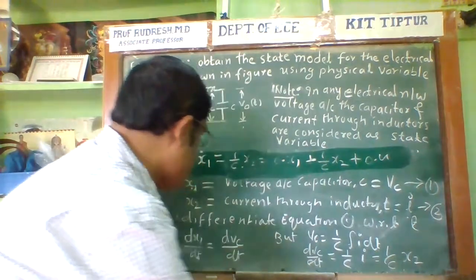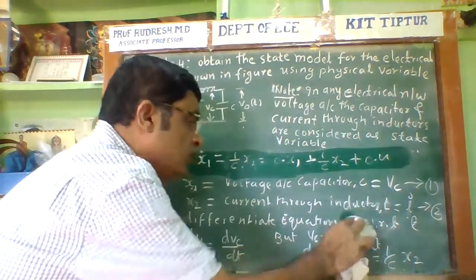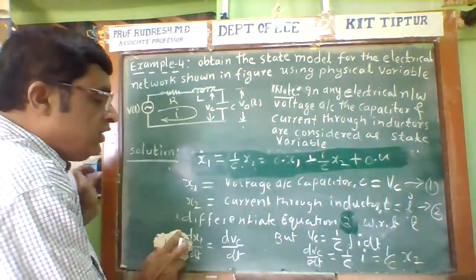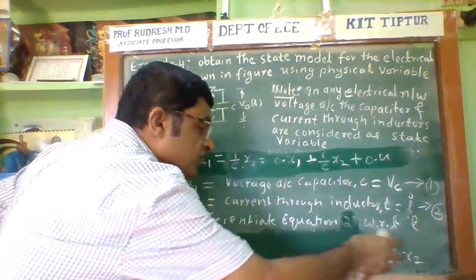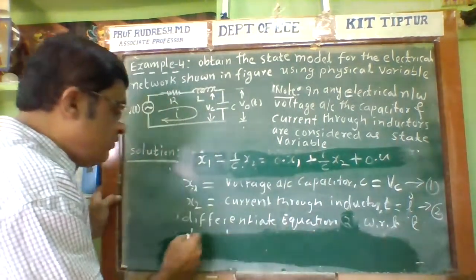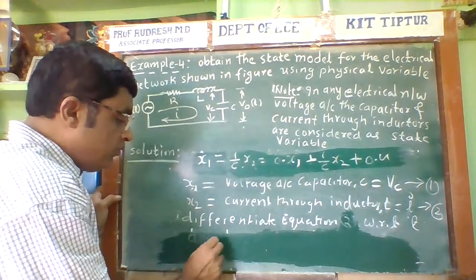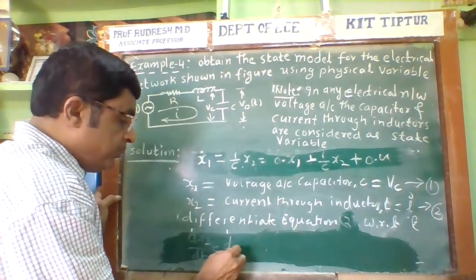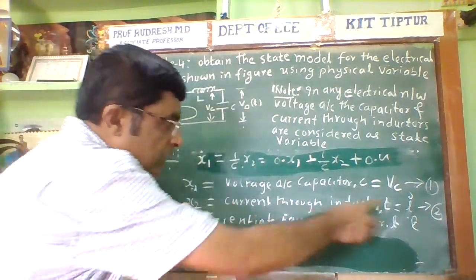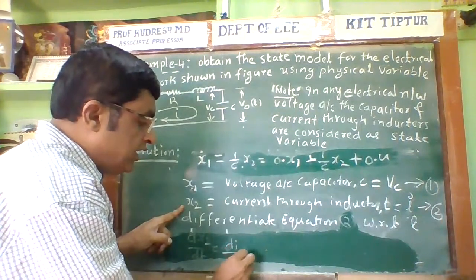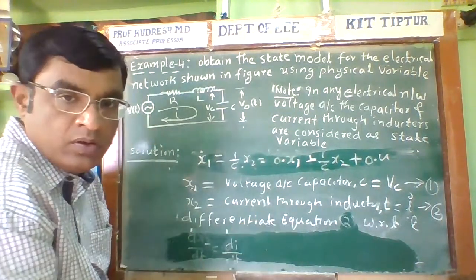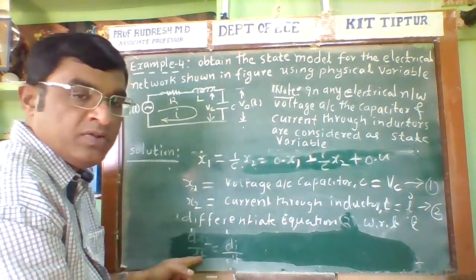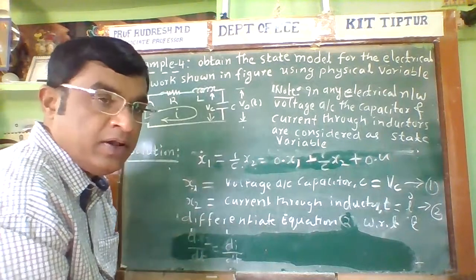Now similarly, differentiate equation 2 with respect to t. What is equation 2? Now, what is the differential with respect to t? dx2 by dt can be written as, on the right hand side, di by dt. Now what is the value of di by dt? That we need to calculate, and here we have to substitute.